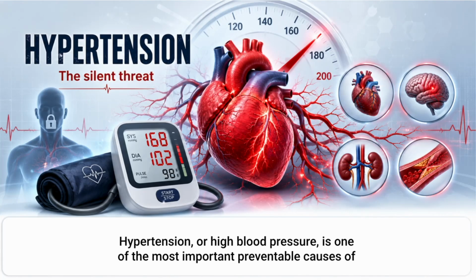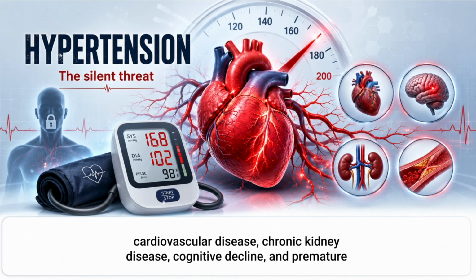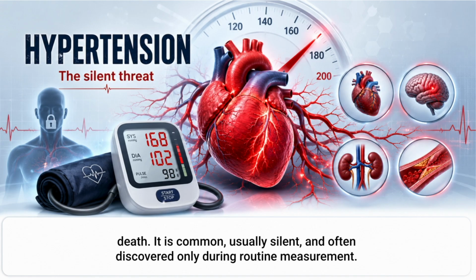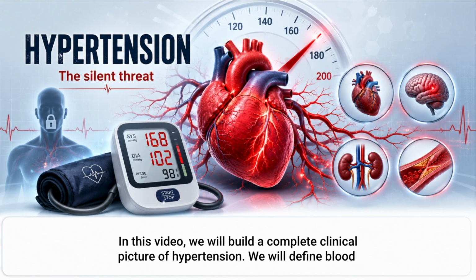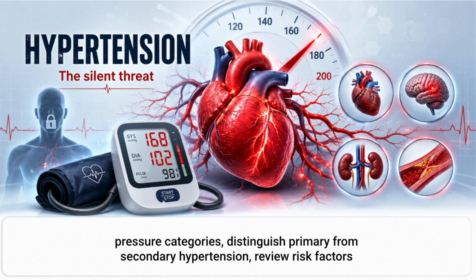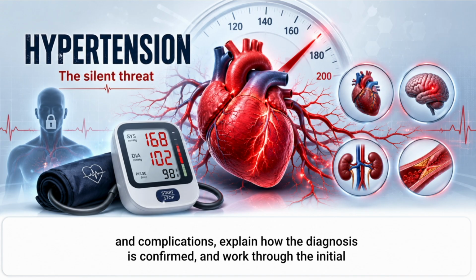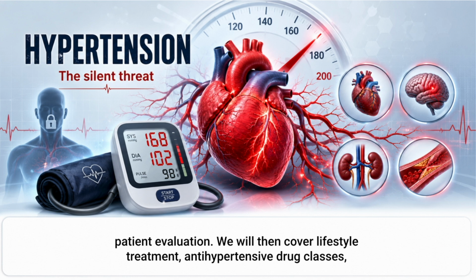Hypertension, or high blood pressure, is one of the most important preventable causes of cardiovascular disease, chronic kidney disease, cognitive decline, and premature death. It is common, usually silent, and often discovered only during routine measurement. In this video, we will build a complete clinical picture of hypertension. We will define blood pressure categories, distinguish primary from secondary hypertension, review risk factors and complications, explain how the diagnosis is confirmed, and work through the initial patient evaluation.